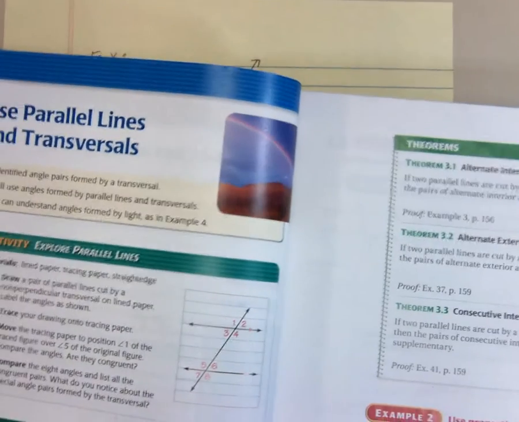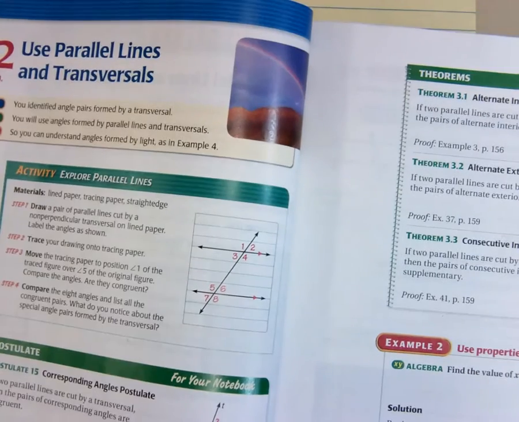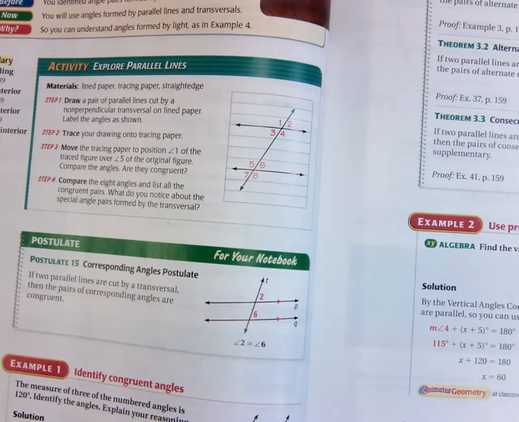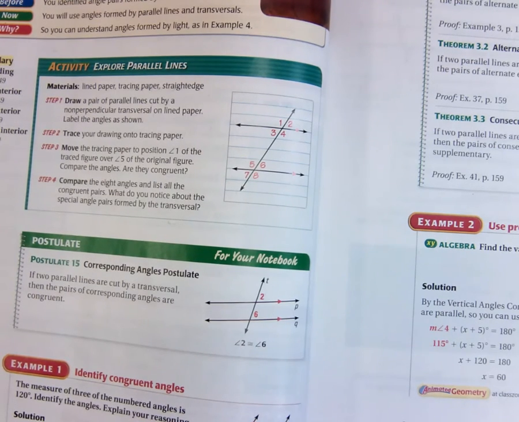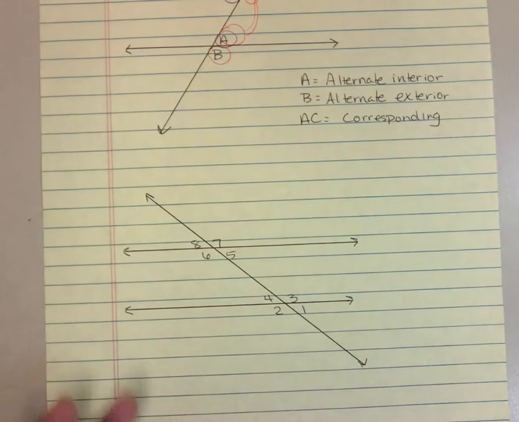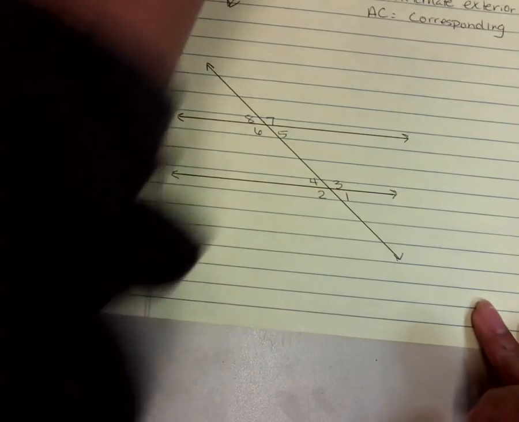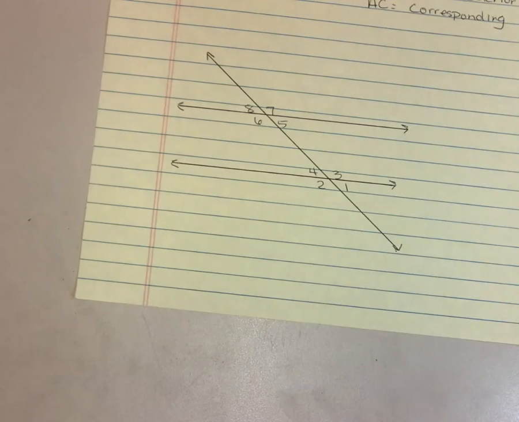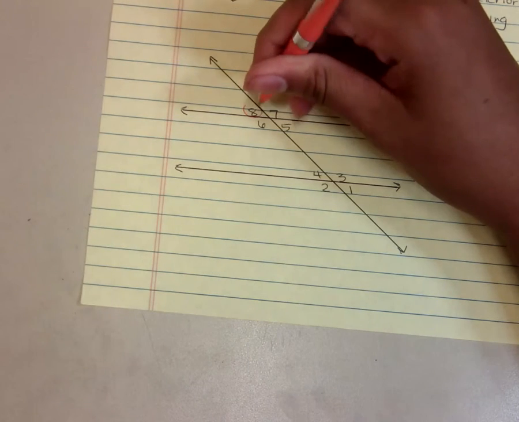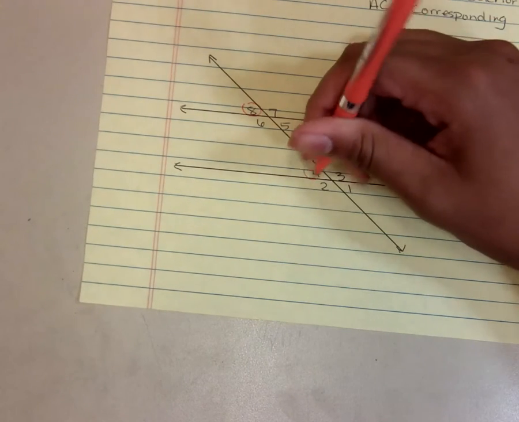Now we're going to move on to the postulates and theorems. The first postulate is the corresponding angles postulate, which is: if two parallel lines are cut by a transversal, then the pairs of the corresponding angles are congruent. An example of that is angle 8 and angle 4.